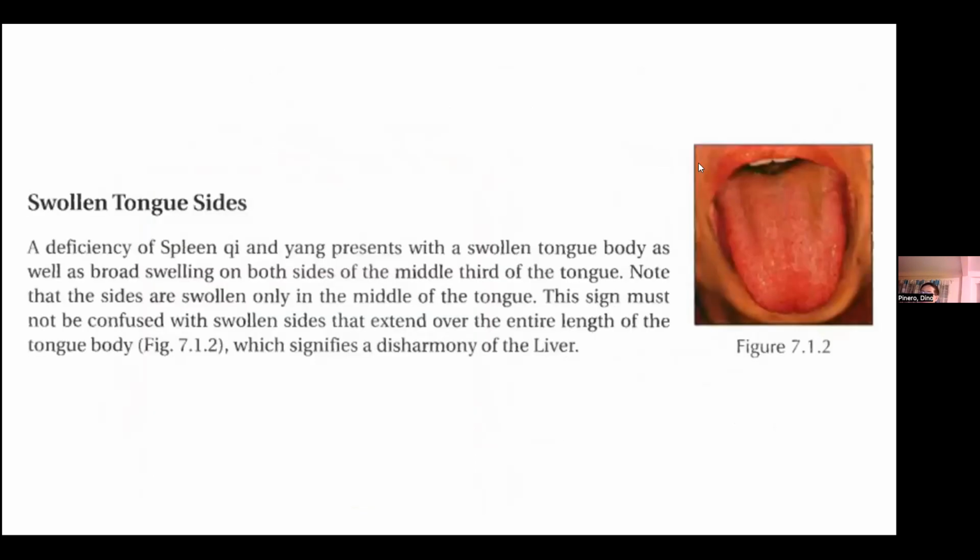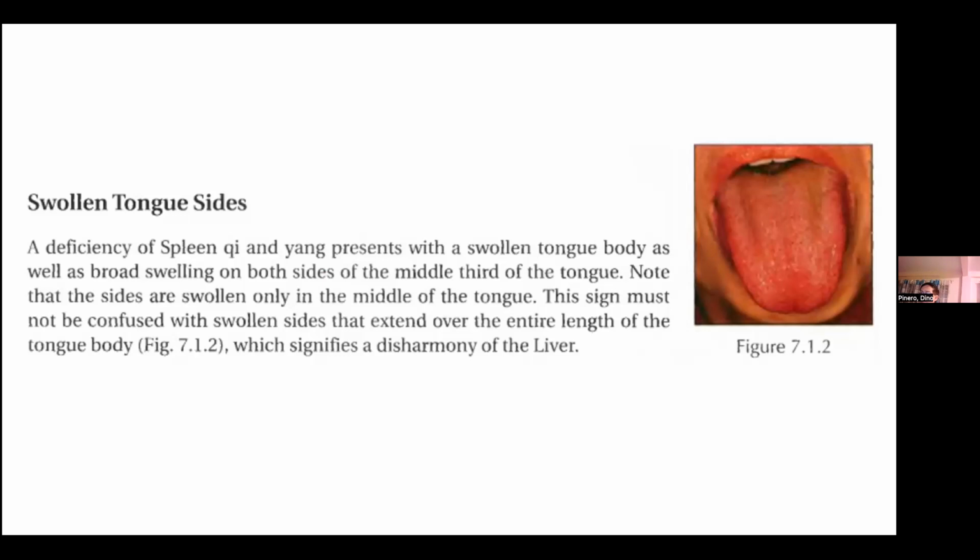So we go to the swollen tongue sides. A deficiency of spleen qi and yang presents with a swollen tongue body as well as broad swelling on both sides of the middle third of the tongue. Note that the sides are swollen only in the middle of the tongue.